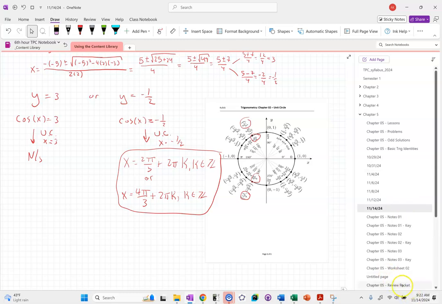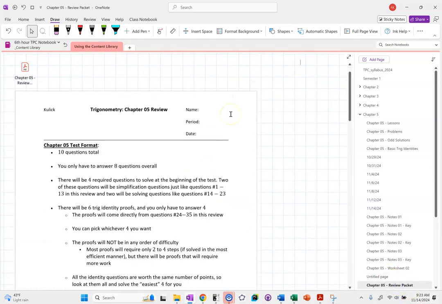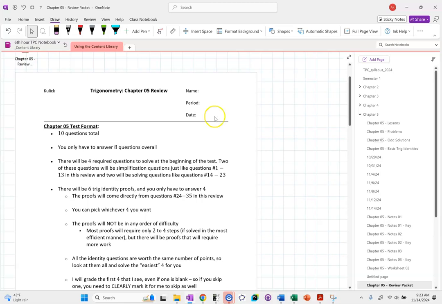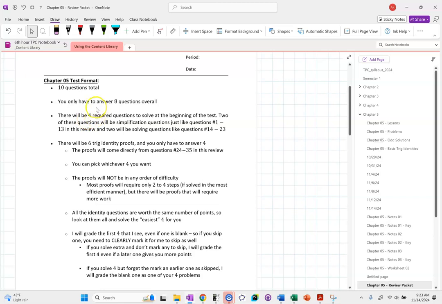Okie dokie. I just want to remind you guys that the test format is on the review. Again, the test format is a little different than typical. We have 10 total questions, and you're only going to answer 8 of them. The first 4 questions are required. 2 of those are going to be simplification questions, just like the first part of this review. Then 2 will be solving questions, like the second part of the review. And the last 6 will be trig identity proofs. Of those 6, you only have to answer 4 of them.